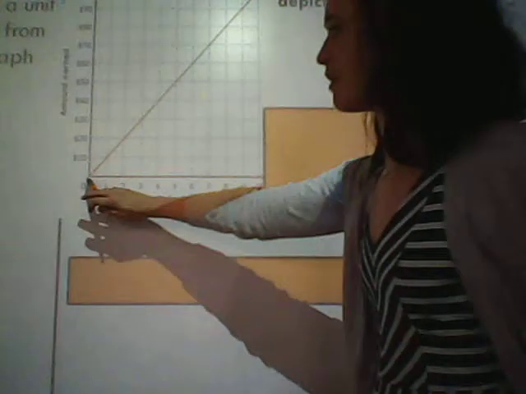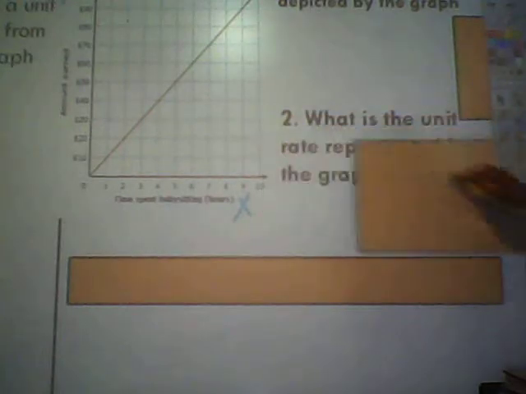We know that this is proportional because it starts at 0, 0, or the origin, and then it's a straight line. So it's a very consistent relationship. It is a proportional ratio. Next, what is the unit rate represented by the graph? We know that unit rate is amount per one. Amount per one. And if we're looking at a graph, our unit rate is always where x is 1 and y is our unit rate.